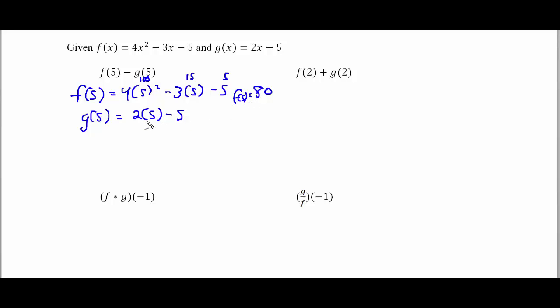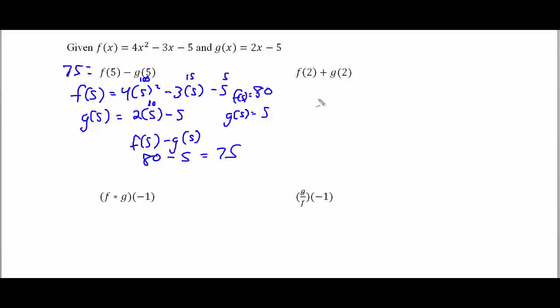Now here I've got 2 times 5, which is 10. And 10 minus 5 is going to be 5. So my g of 5 is 5. So my f of 5 minus g of 5, which it says for us to do here, is going to be 80 minus 5, which is 75. So my answer to this problem is 75. So that's how we do the problem.